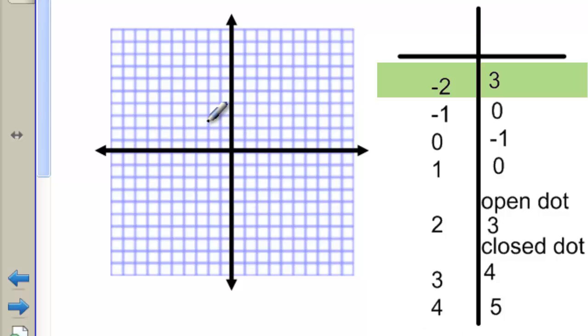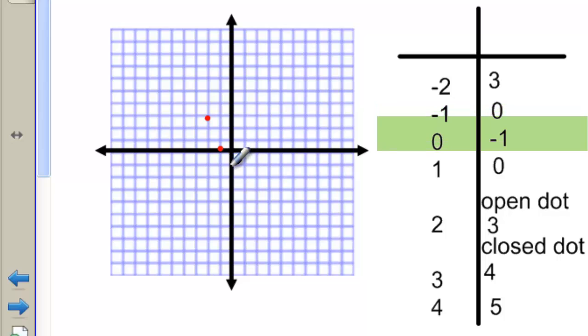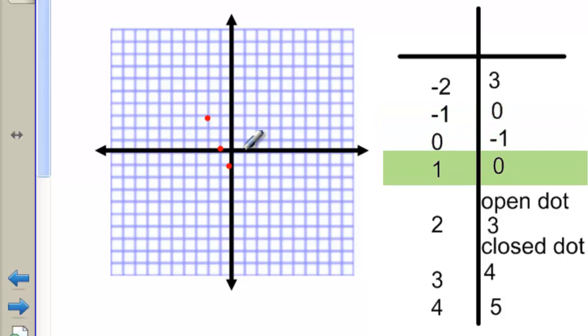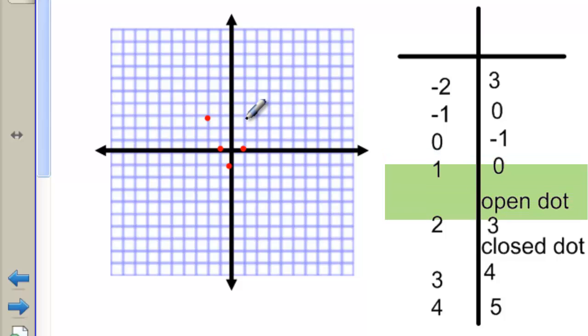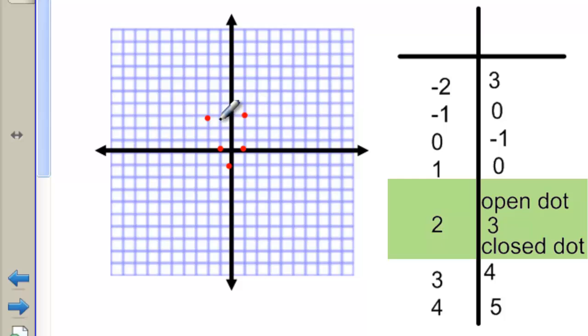I'm going to plot the point (-2, 3). I'm going to plot the point (-1, 0). I'm going to plot the point (0, -1). I'm going to plot the point (1, 0), and hopefully you can kind of see the quadratic going on. I'm going to plot the point (2, 3), and that kind of completes the quadratic portion of it. Okay, so remember this goes on like this. I know I kind of missed there, but I think you'll get the drift.